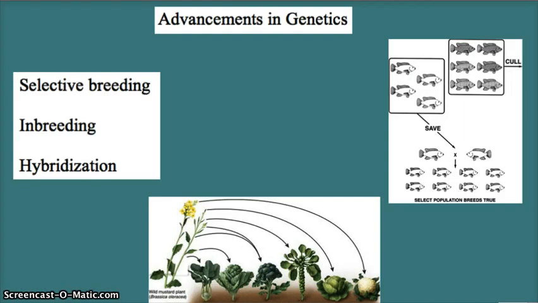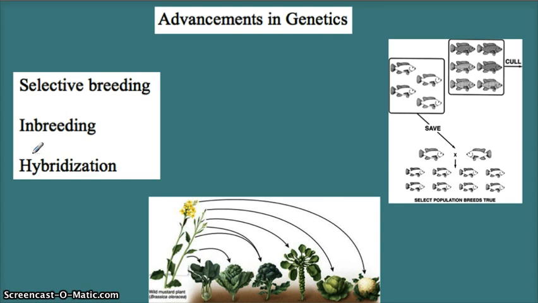Now let's talk about advancements in genetics. Your DNA is different from everyone else's, unless you're an identical twin. But because of advancements in genetics, DNA evidence can show many things. One thing it can show is selective breeding. Farmers have done this for years.